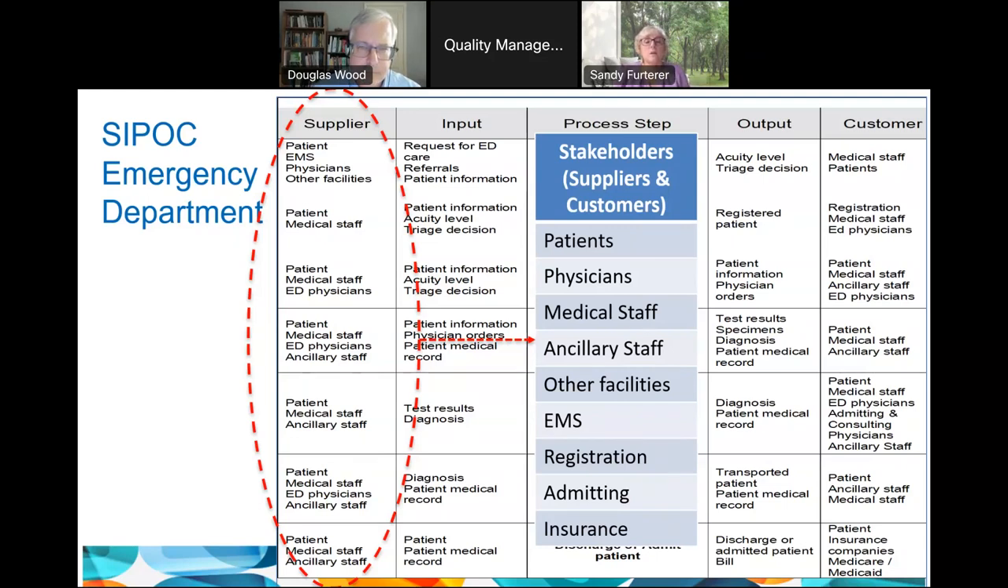And then go ahead, Doug. There should be another arrow. And then, yeah, showing that those are the customers. So it's nice because you're, again, making a consolidated list, and this can help you to do your stakeholder analysis.